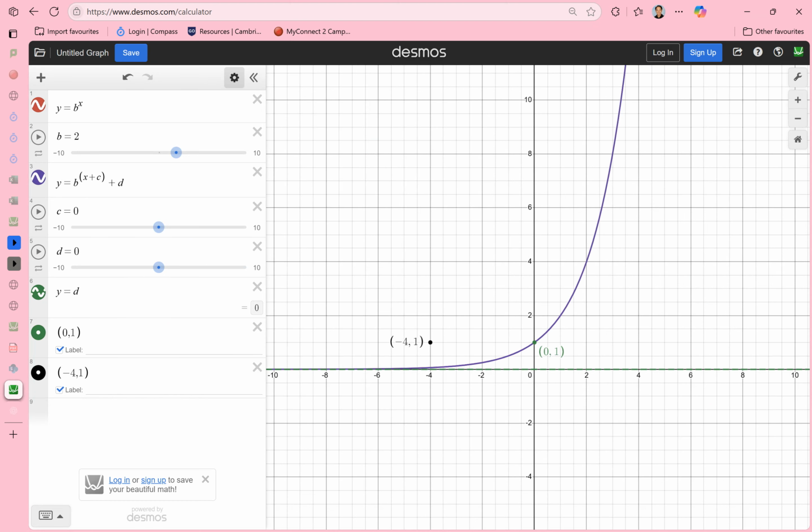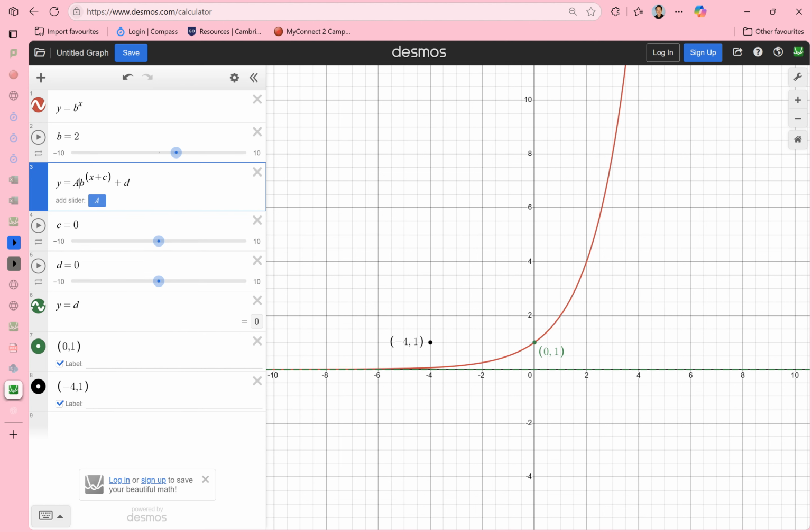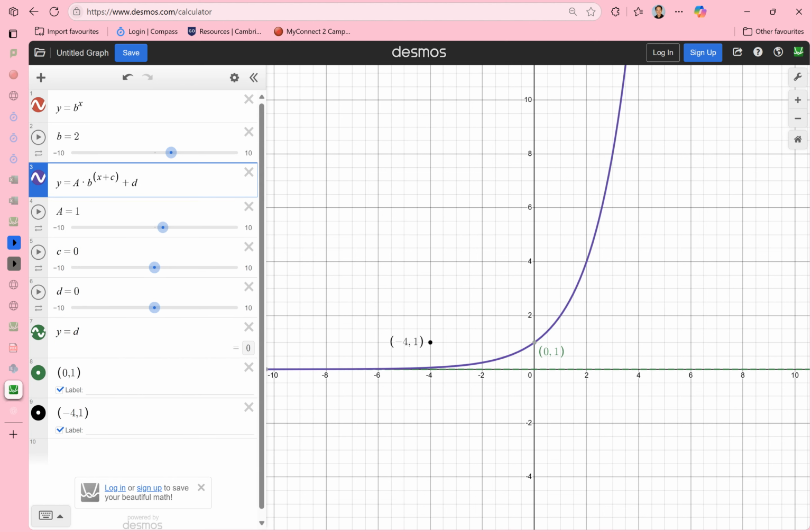Okay, so let's have a look. Watch what happens when I put now an A value in front. So I do capital A times. All right, it says add slider, so I've just done it. So I've just put in a capital A. So here, where's my slider? Here, that's my slider, capital A. Watch what happens when I increase it bigger than 1.